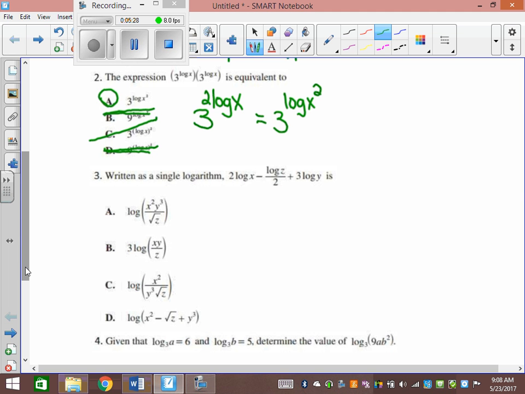Okay? Now, I've told you before, when you have a fraction, that's just the same as having a coefficient. So, this is like 2 log x minus a half log z plus 3 log y.